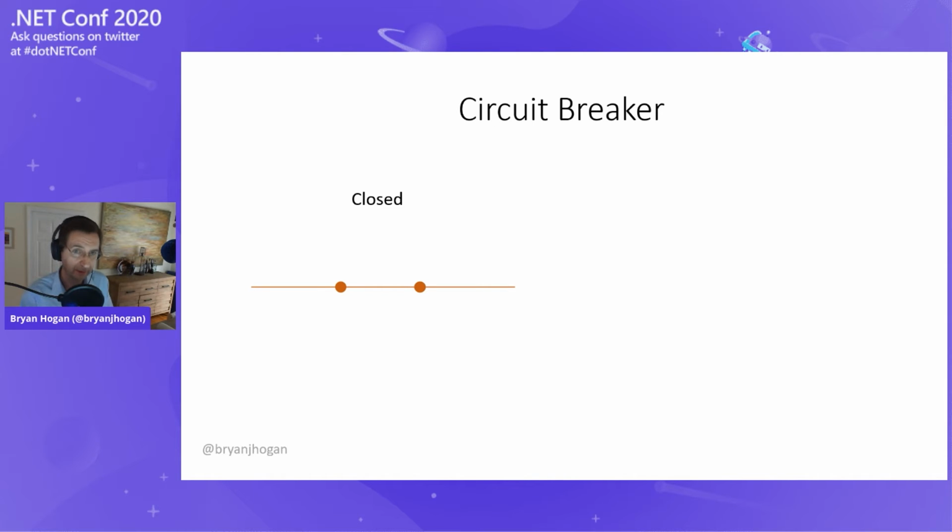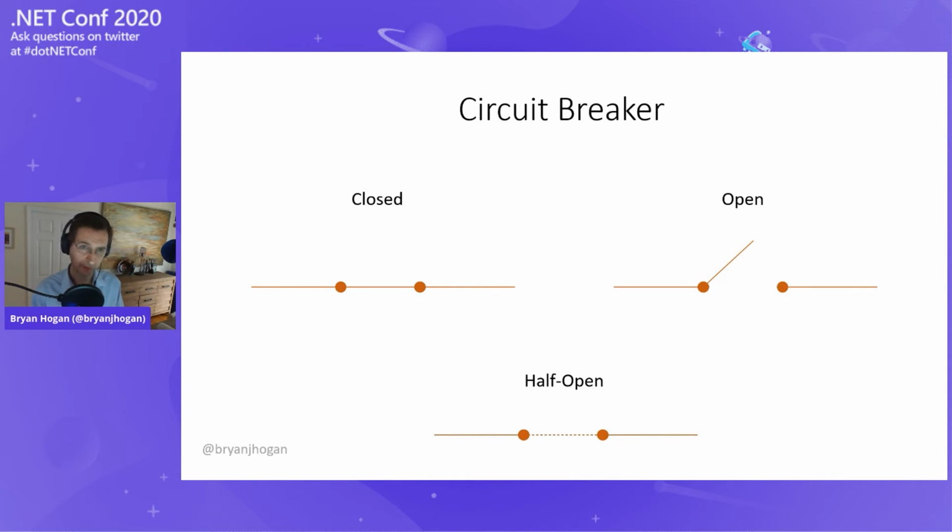The closed state is the normal operational state. Closed like an electrical circuit, current flows. In our case, requests flow. Open, no requests are flowing. And if a caller makes a request via something protected by a circuit breaker, they will get a broken circuit exception immediately, no delays. And then finally, there's a half open status.